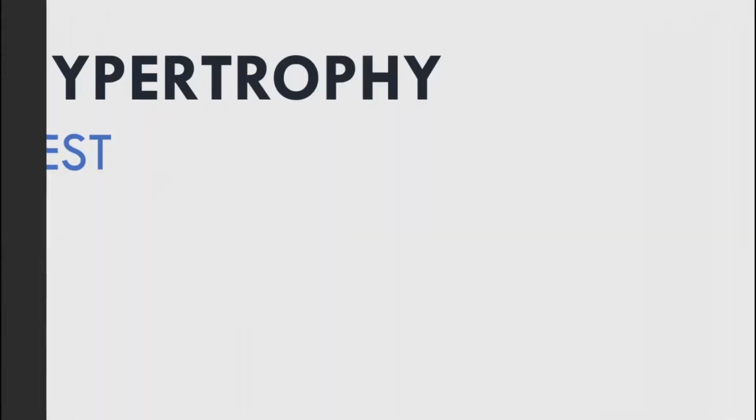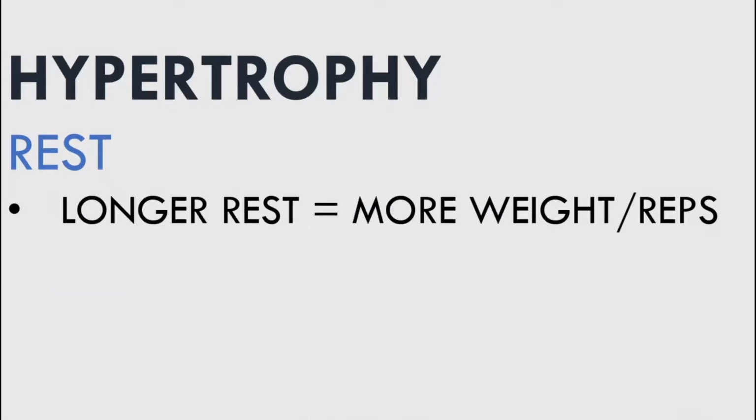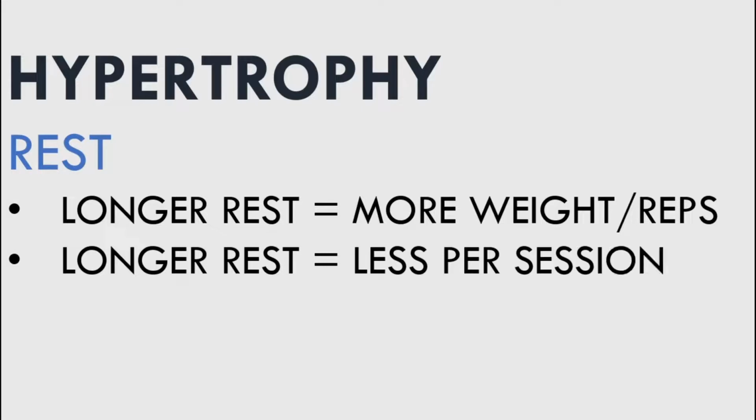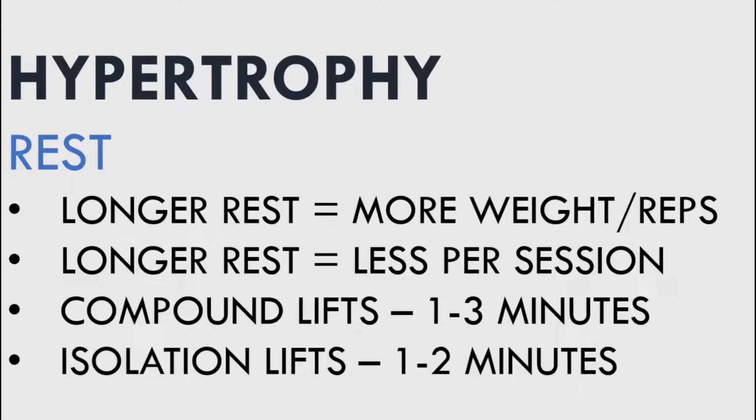Rest periods between sets can vary for hypertrophy training. Generally, longer rest periods cause greater growth simply because it allows more weight and/or reps to be performed. However, the longer you rest, the less sets you can perform in the same session. Therefore, compound lifts should be given longer rest periods of around 1 to 3 minutes, while more isolated exercises can be given shorter rest periods of 1 to 2 minutes.